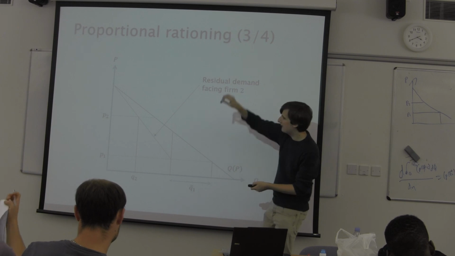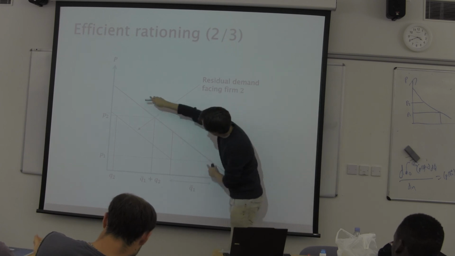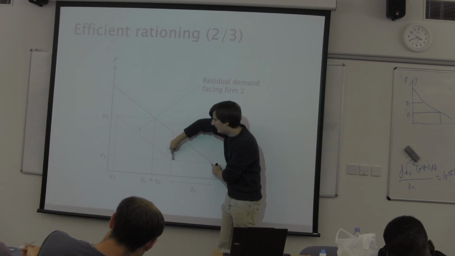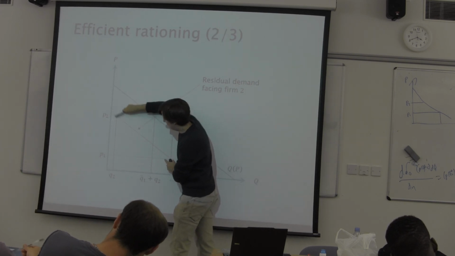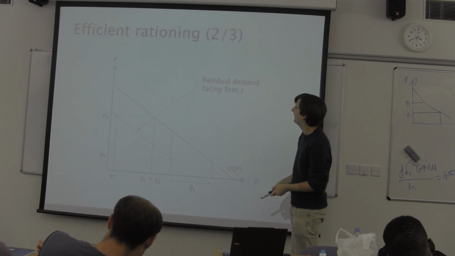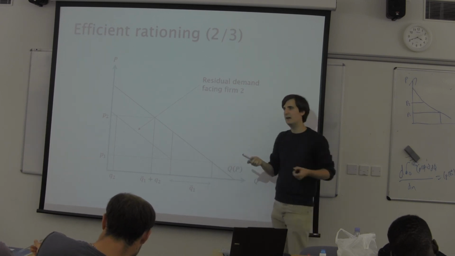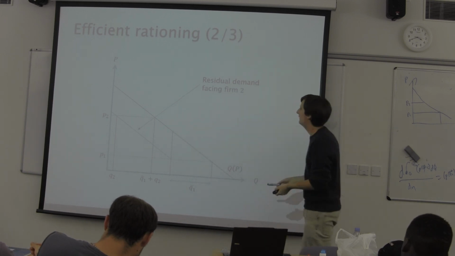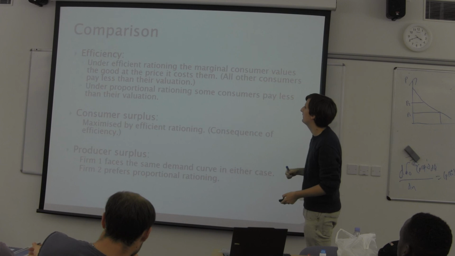With proportional rationing, we rotated the demand curve. With this efficient rationing, here's the original demand curve. Q1 bar consumers buy from the cheap firm. They're the ones who have the highest valuations up here. And what's left is just a parallel shift. So the point of all this is that there are two ways we could conceivably model rationing. And in fact, you can think of a continuum between these two extremes of proportional rationing and efficient rationing.